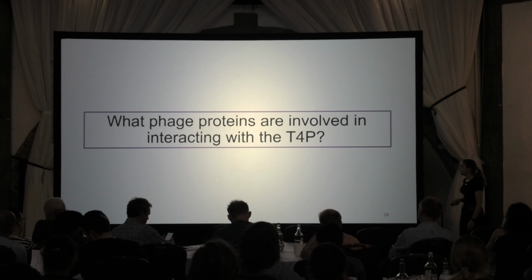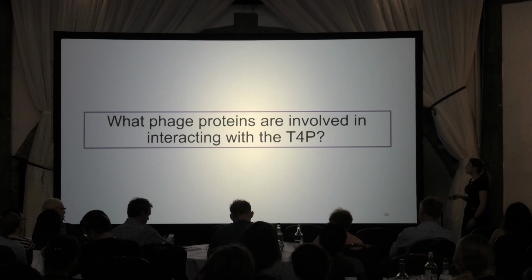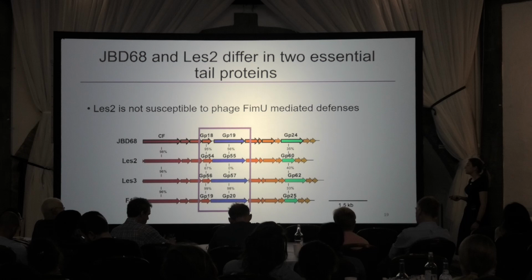So finally, bringing this back full circle, we want to try and identify the phage proteins in these epithelial-like phages that are involved in interacting with the type 4 pilus, and perhaps with the minor pilin proteins, and regulating these different specificities. To do this, we took advantage of the fact that these epithelial-like phages are very similar in sequence in their tail region, but LES2 in particular is not susceptible to these phage FMU-mediated defenses. So we were looking for proteins in this tail region that were different between LES2 and the other epithelial-like phages that were being blocked.